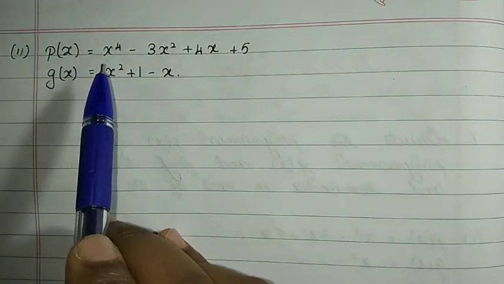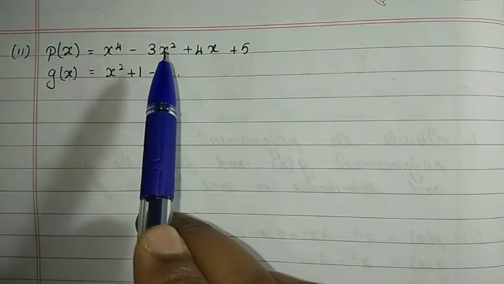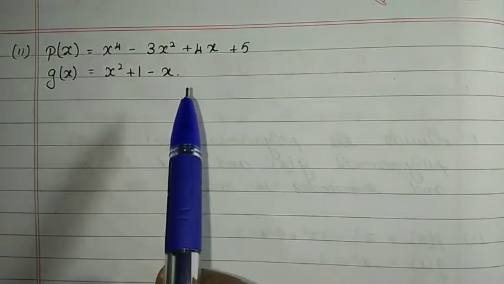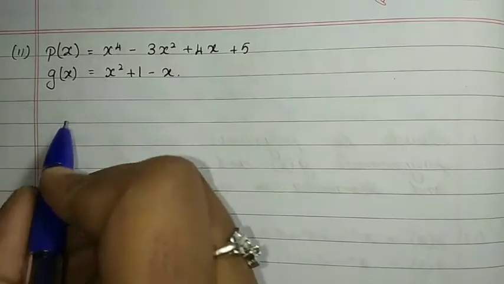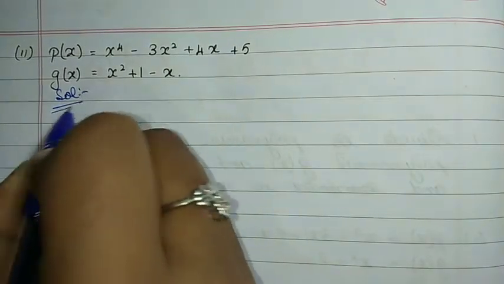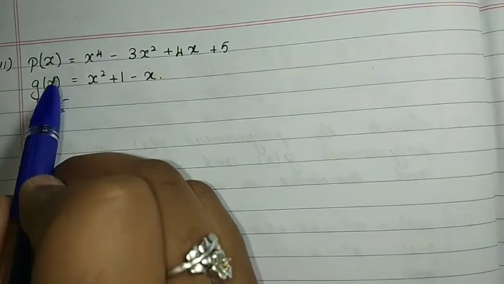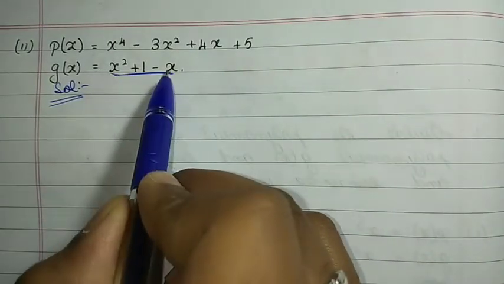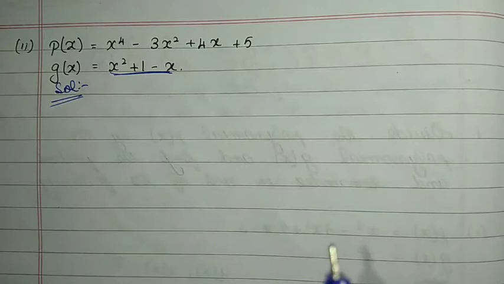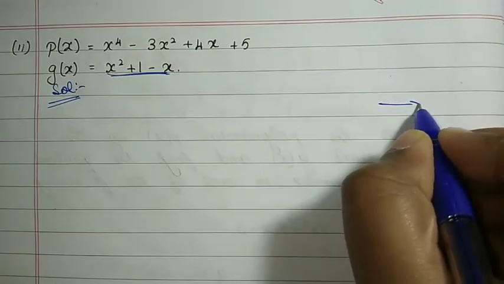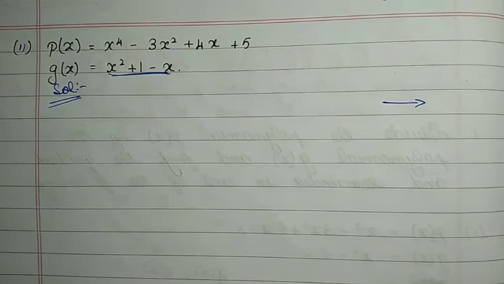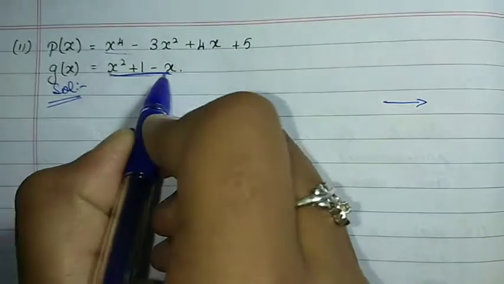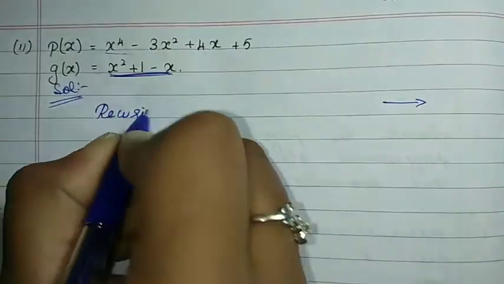Subdivision 2. P of x is equal to x power 4 minus 3x square plus 4x plus 5, and g of x is equal to x square plus 1 minus x. Solution. If you just carefully look into this p of x and g of x, this is not in the standard form, isn't it? What is the standard form for any polynomial? It should be in the decreasing order of the degree of the variable. So this is in the standard form, but here it is not in the standard form.